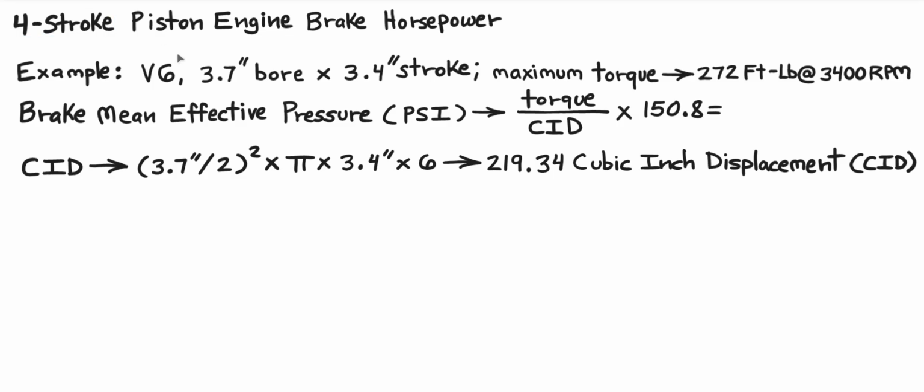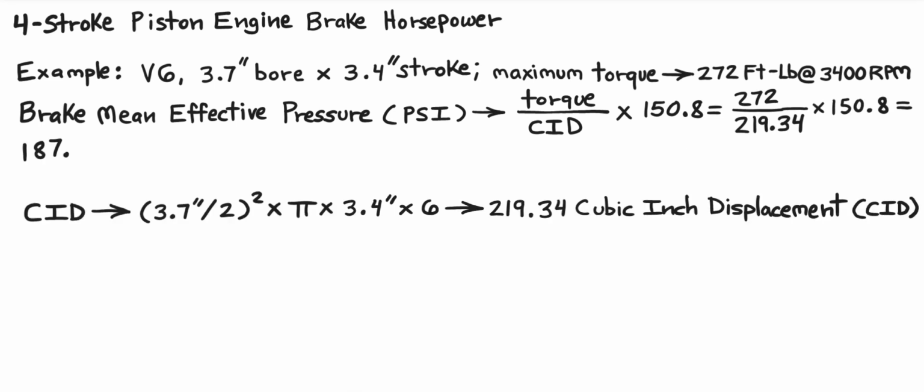In that case, if 1 foot-pound of torque is developed for every 1 cubic inch of displacement, then there is exactly 150.8 pounds per square inch of brake mean effective pressure in PSI, right? So we can make this ratio, and then we can calculate 187 pounds per square inch.